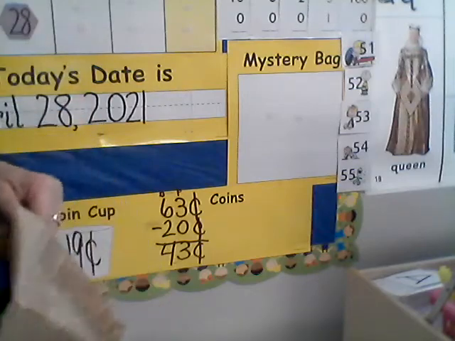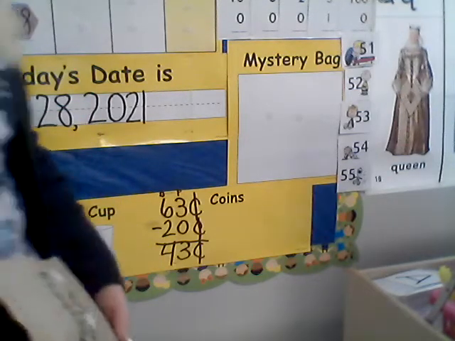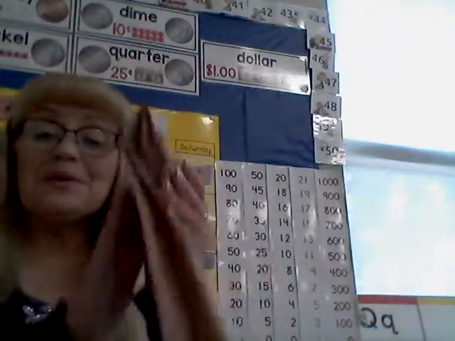So let's check here and see if that's what we have inside our mystery bag. Let's see, and we'll count it. We have 10, 20, 30, 40, 41, 42, 43. 43 cents. And that is correct. 4 dimes and 3 pennies. Let's give Mason a round of applause.